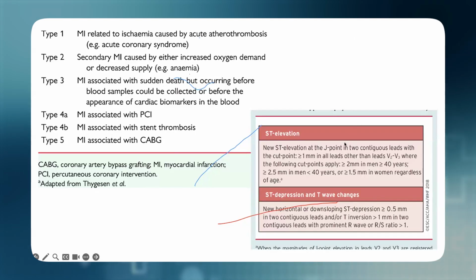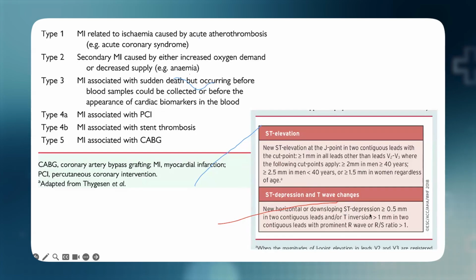Remember the ST elevation criteria: it needs to be more than 1 millimeter in all leads other than leads V2 to V3, where the following cut points apply. More than 2 millimeters in men more than 40 years, more than 2.5 millimeters in men less than 40 years, or more than 1.5 millimeters in women regardless of age. Why is the criteria higher in men? Because there is sometimes concave J point elevation in male patients even without early repolarization. It is a natural variant, also called a male pattern. So their criteria is higher than in women.